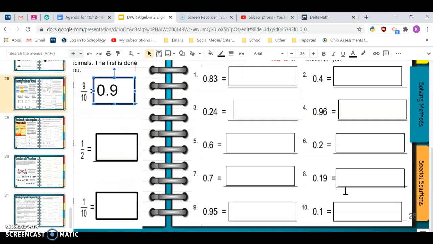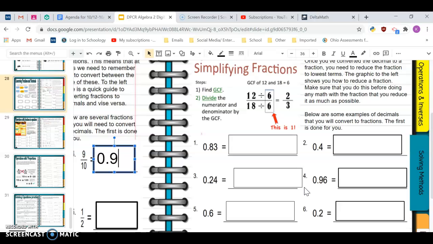Now, there's a couple of examples underneath here. We're going to go through 3 of them, just like how we did over here. Right now I'm looking at 0.83. I look at the last number in my decimal. This is the 3. This is in the hundredths place. So when I put this as a fraction, I have 83 over 100. And we are done here.